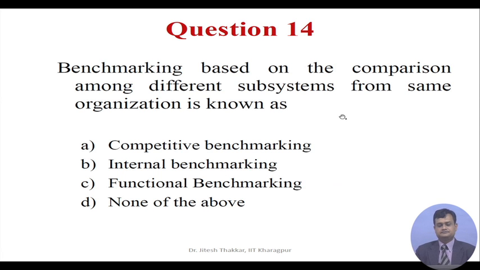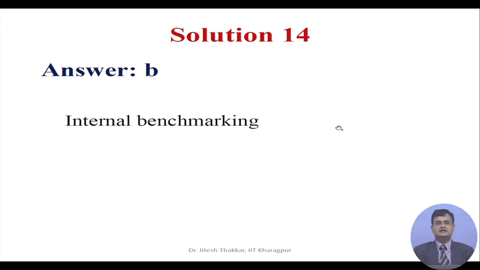Question 14. Benchmarking based on the comparison among different subsystems from the same organization is known as A, competitive benchmarking, B, internal benchmarking, C, functional benchmarking, D, none of the above. The correct answer is B. It is called internal benchmarking when within the same company you are trying to compare the processes or their performance. It is internal benchmarking.